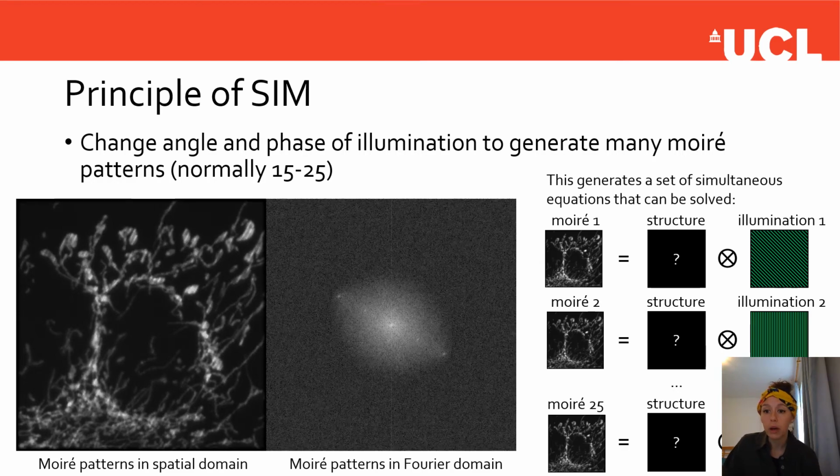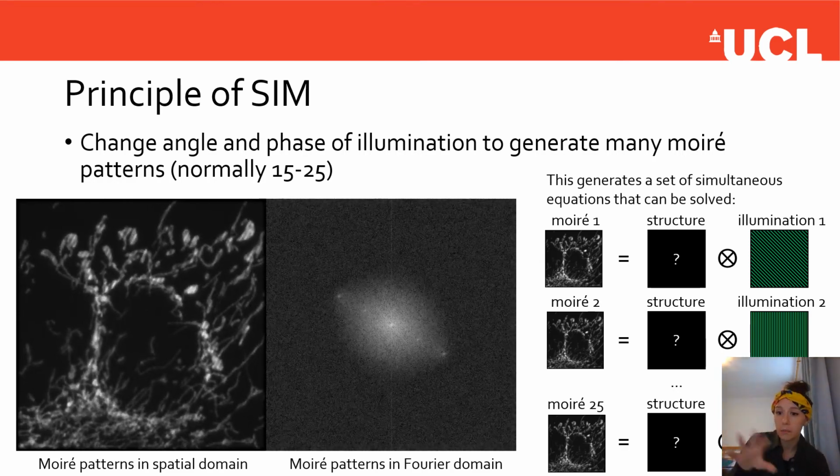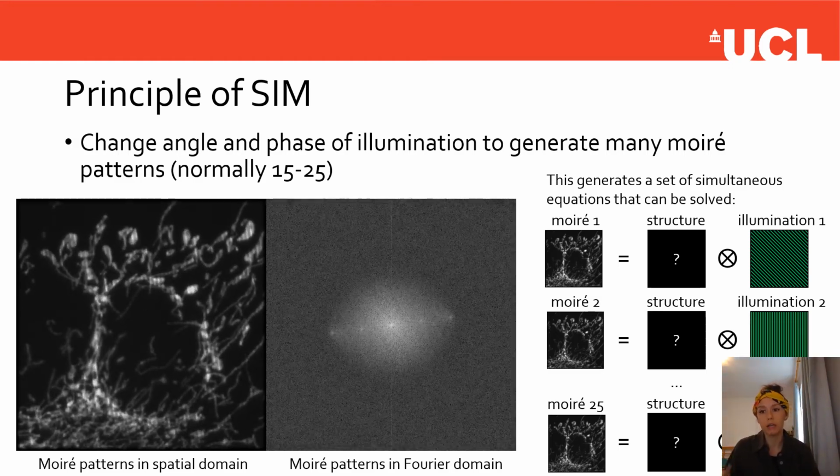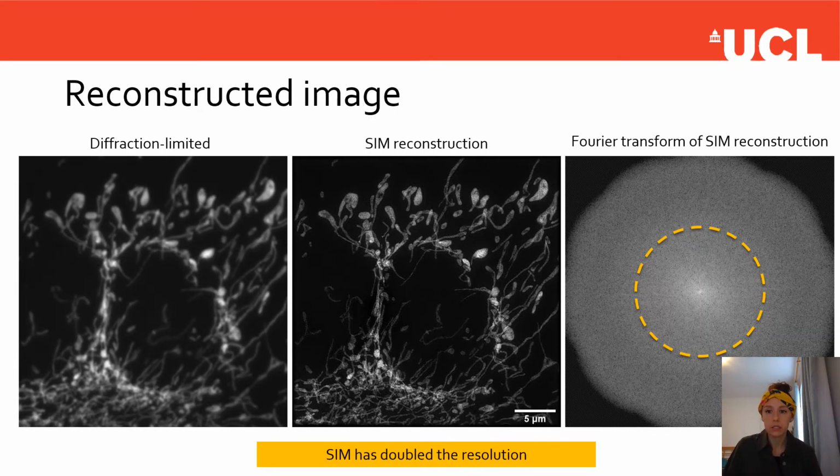You've got one high frequency pattern that you know, and then you can use this combination to back calculate your actual structure with higher resolution than you had before. Okay, and this is what it looks like if I run all those moire patterns, those illuminated grid patterns, through the reconstruction algorithm. Then we go from our diffraction limited image here to our SIM reconstruction in the middle. You can see visually, if we just look at these two images to begin with, you get a lovely increase in resolution.